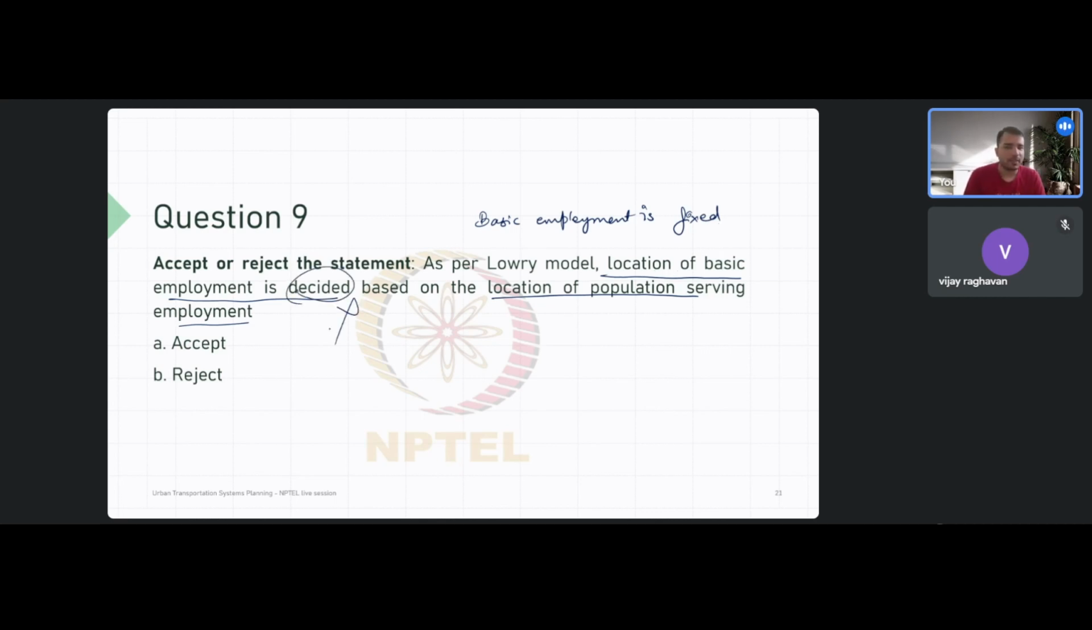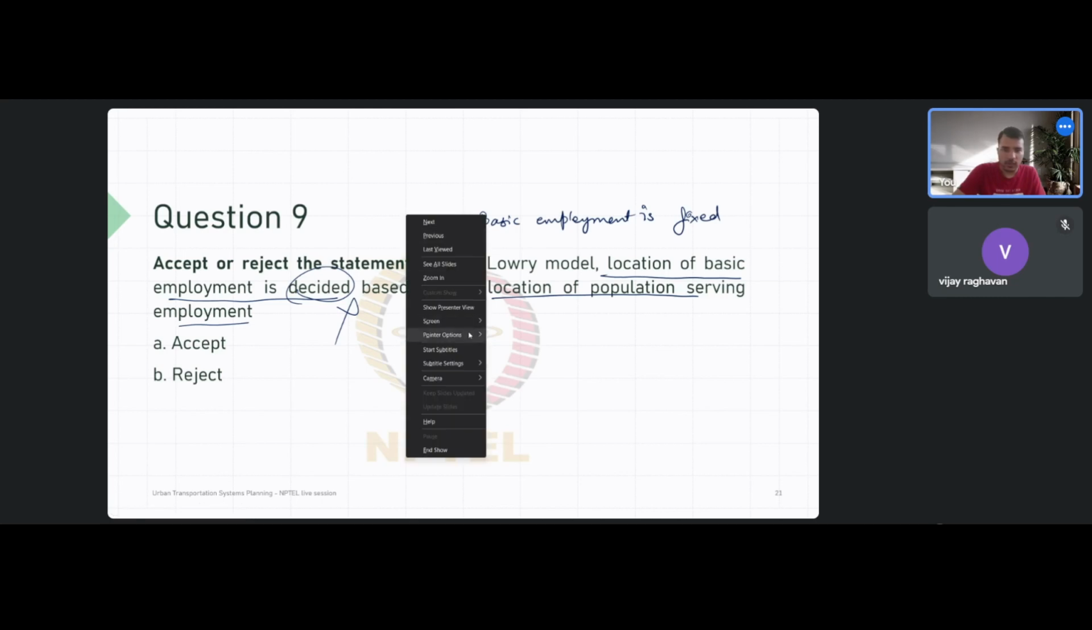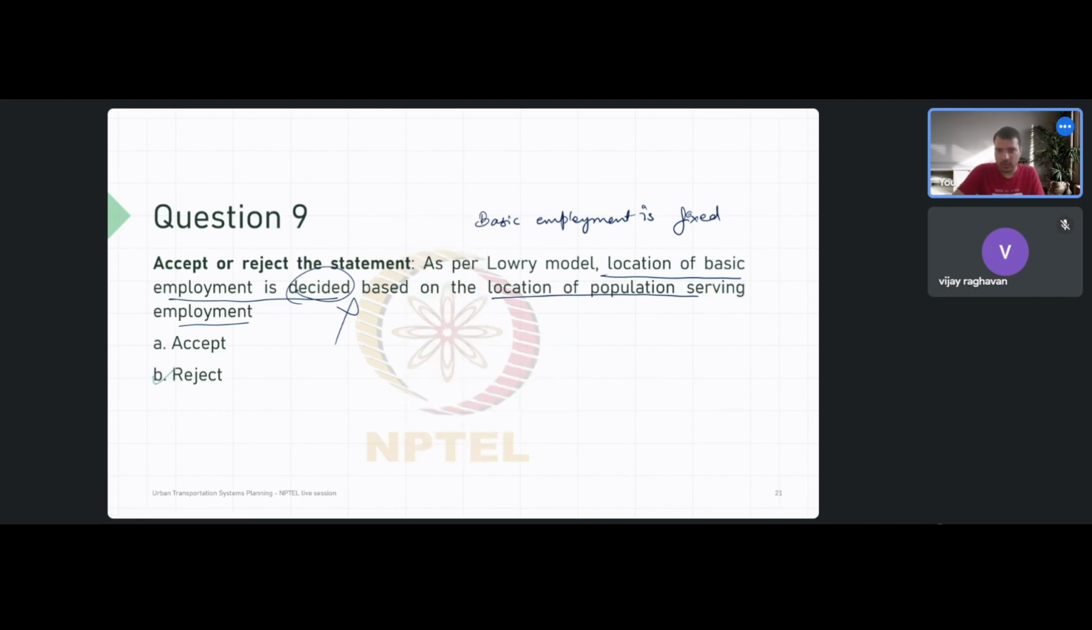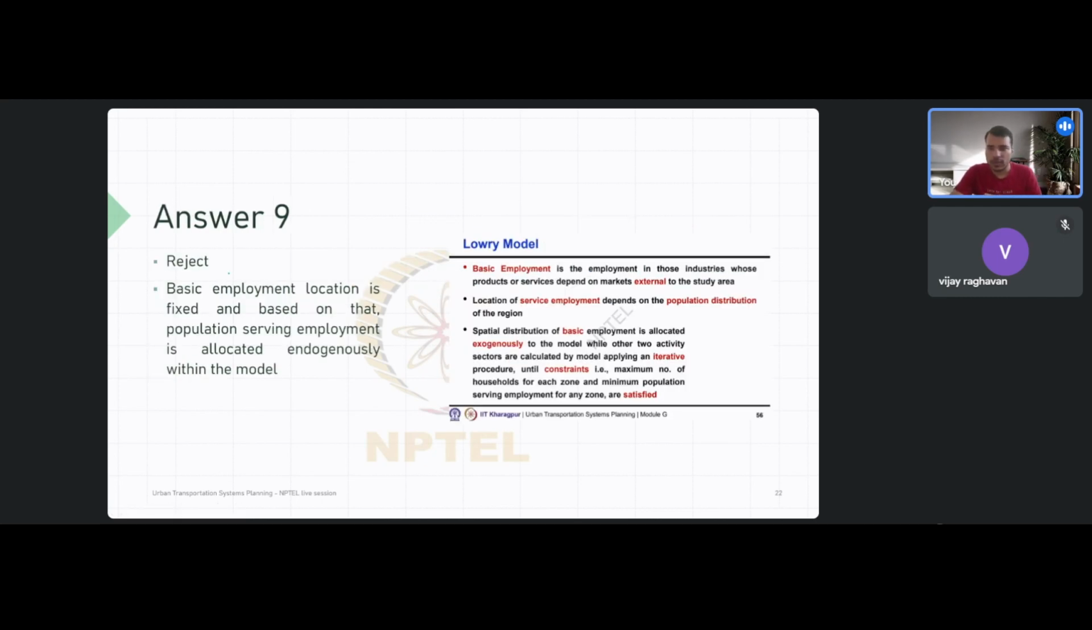So it is not decided based on any factor. We just fix it, and then we will have some variable employment, and that will decide the population. So we can reject it. So the answer here is reject.